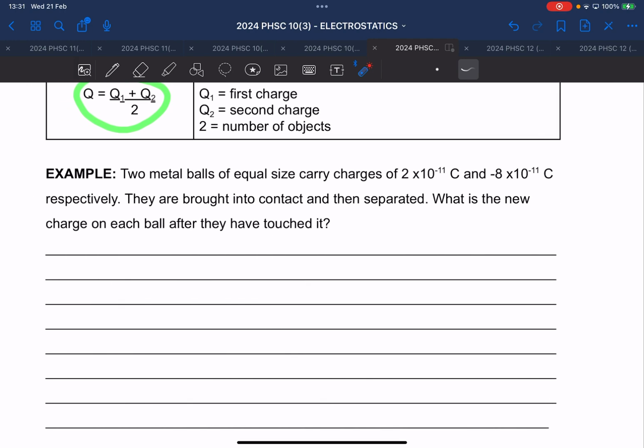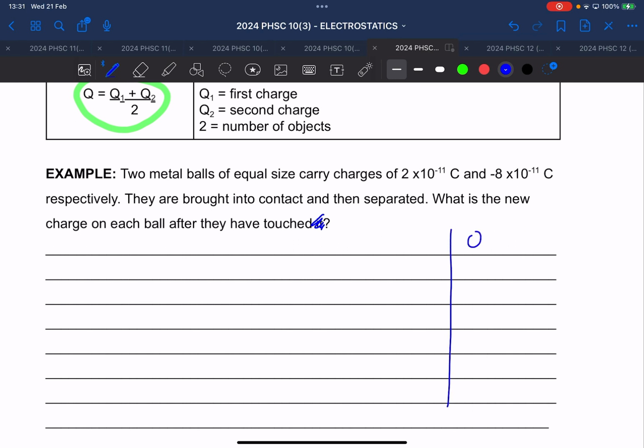It says 2 metal balls of equal size. Now, equal size does not mean equal charge. It just means their size is the same, not how many things are on there. Equal size carry charges of 2 times 10 to the power negative 11 coulomb and negative 8 times 10 to the power negative 11, respectively. They are brought into contact and then separated. What is the new charge on each ball after they have touched? Not have touched it, just after they have touched.